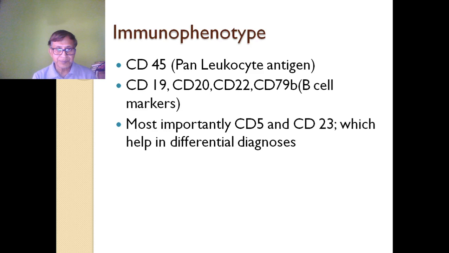As most CLLs are of B cell origin, the CD19, CD20, CD22, CD79B are detected on the surface of the neoplastic cells. CD5 and CD23 are also helpful in differential diagnosis of similar hematological disorders. Next window.